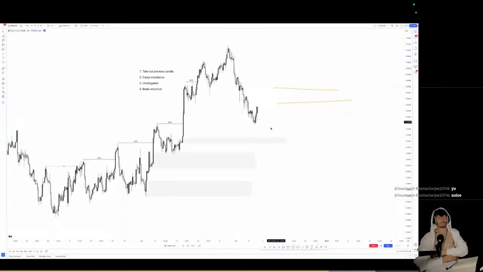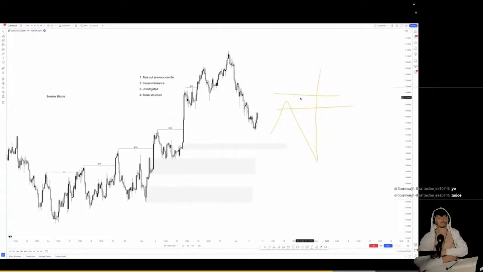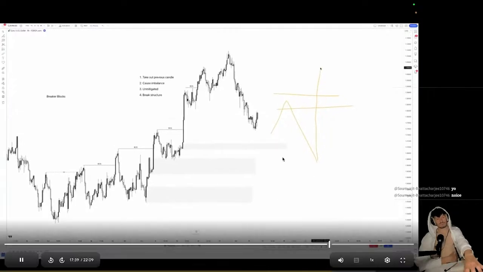Same thing with order blocks. When order blocks, for example right here, there's an order block right there. Once they are broken, they actually become breaker blocks, right? Let me just type that out for you. Breaker blocks, right? That means price is most likely going to pull back to this order block that has been mitigated. Come back down here, right?